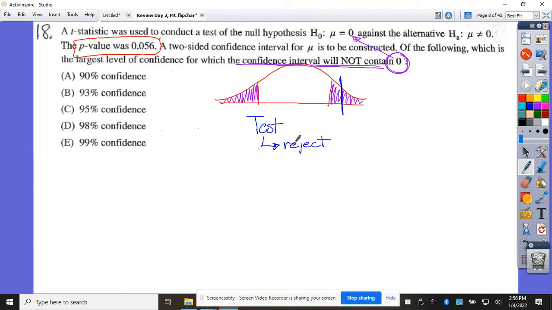And like I said, there's a lot of pieces in this problem. This is a hard one. When do we reject? When the p-value is less than alpha.